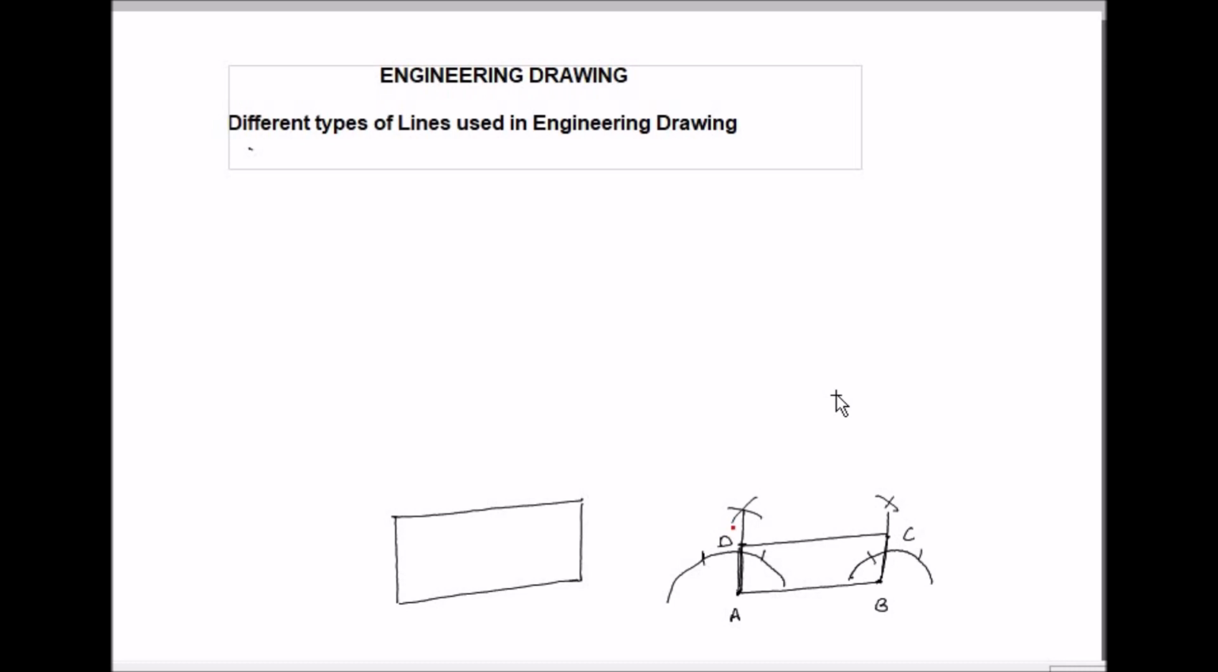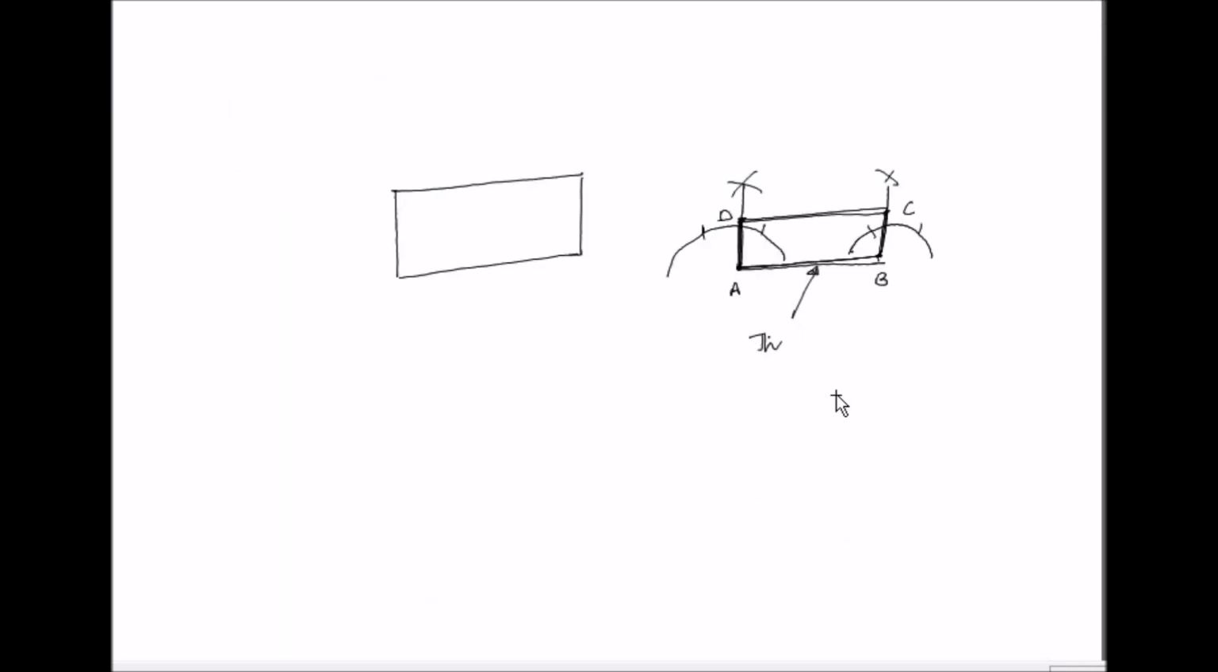Now here, if I observe, to construct this particular rectangle ABCD, we have used different types of lines. First we have taken line AB and then the arcs, and then there are some intersecting arcs, then the perpendiculars that we have dropped, and finally according to the length we have marked point C and point D. So the most important thing here is the rectangle ABCD. Although all the other arcs that we have drawn to draw the rectangle are supportive, the main thing is the rectangle itself. This particular rectangle is shown by a thick continuous line.